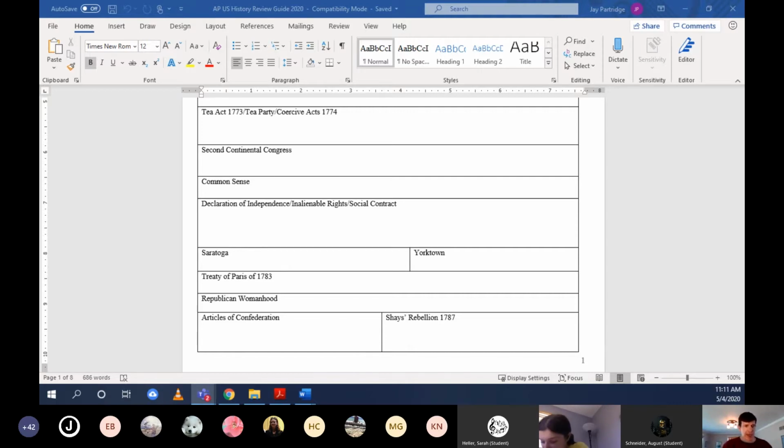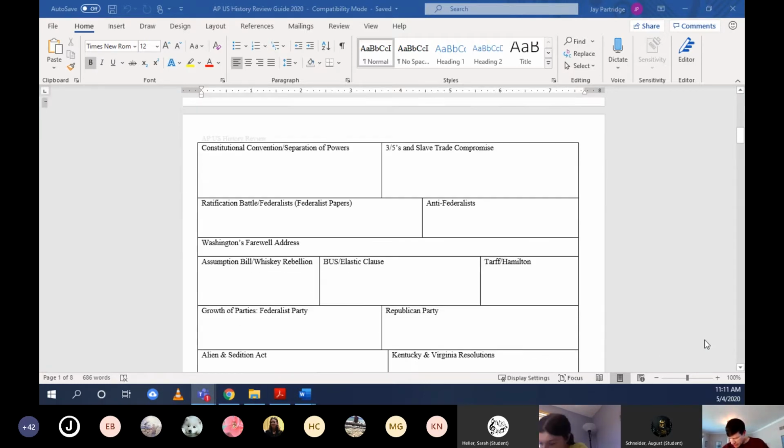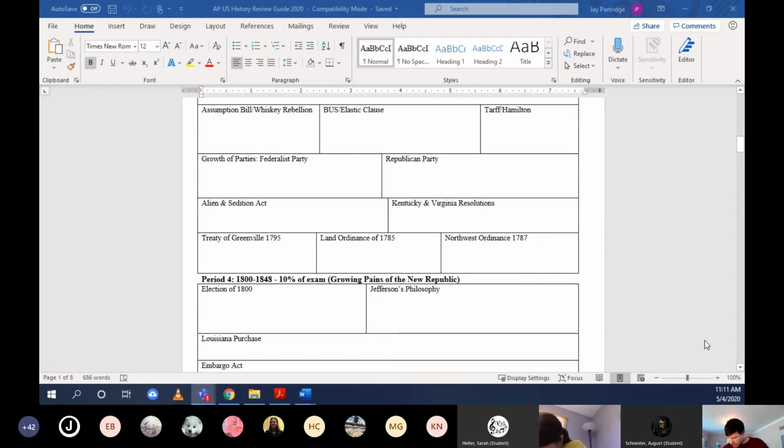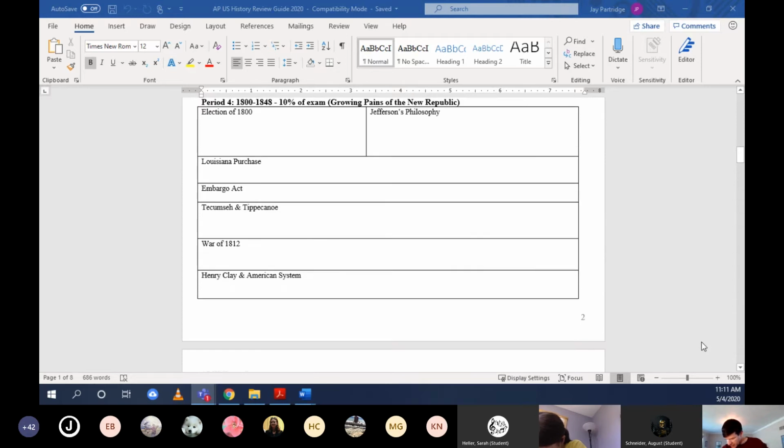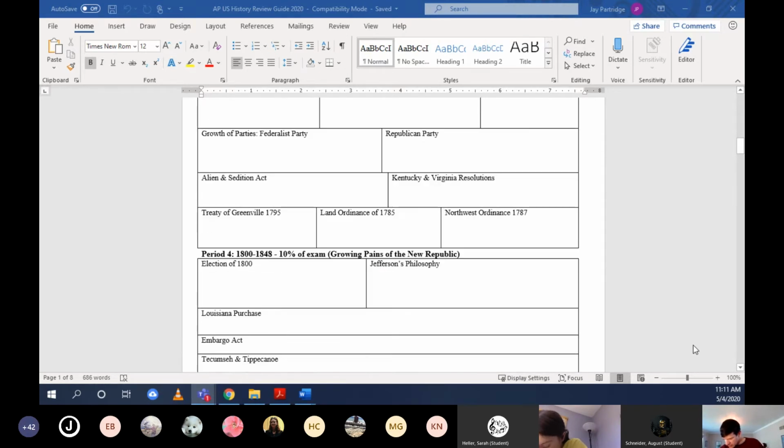Next one, let's look at Jefferson's philosophy. That looks like it's about two-thirds of the way down page 2. Does that sound right? So right at the beginning of period 4, Jefferson's philosophy.